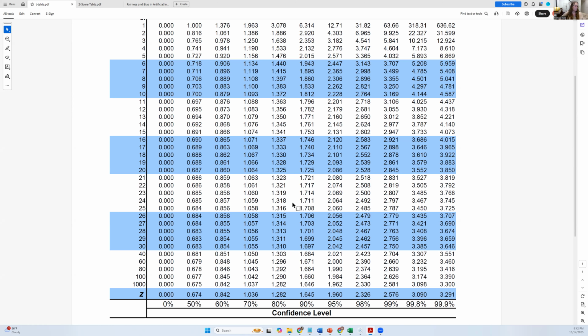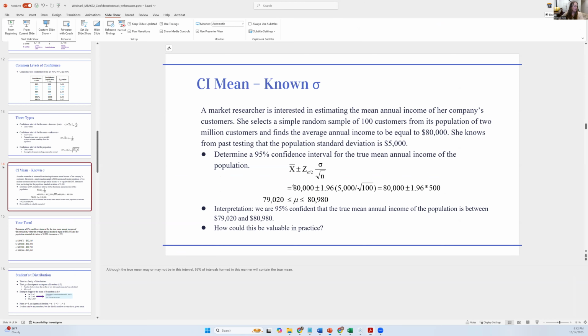Yeah. So to go back to the specific question here, you've got an average income of 80,000. Because you know the true standard deviation, the population standard deviation, you can use the z-score.